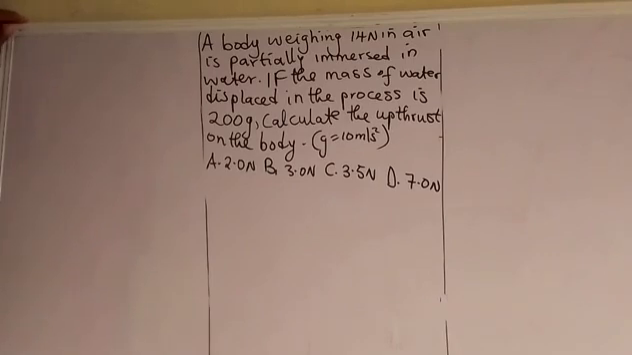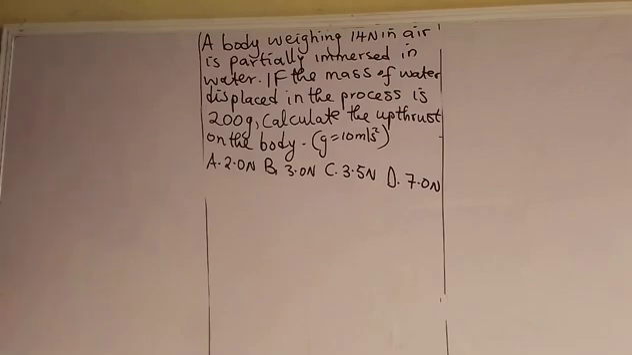We have one more question here to look at. It says a body weighing 14 Newton in air is partially immersed in water. If the mass of water displaced in the process is 200 grams, calculate the upthrust on the body. We're asked to take the value of g as 10 meters per second squared. Option A is 2 Newton as the value of upthrust force, B is 3 Newton, C 3.5, and D 7 Newton.